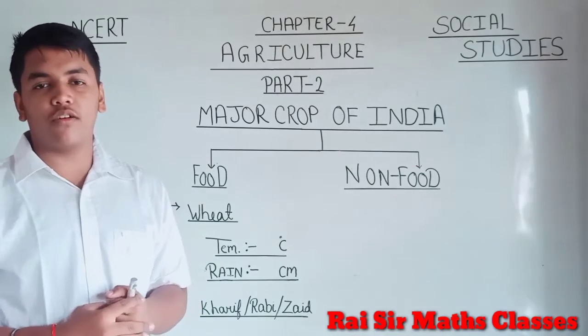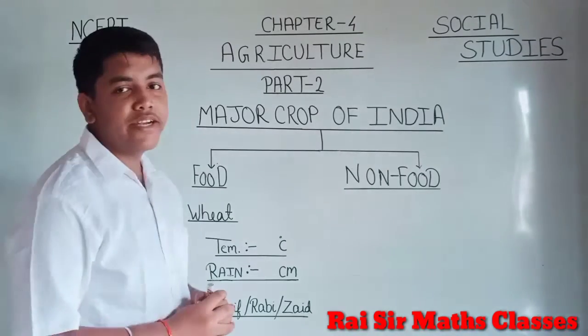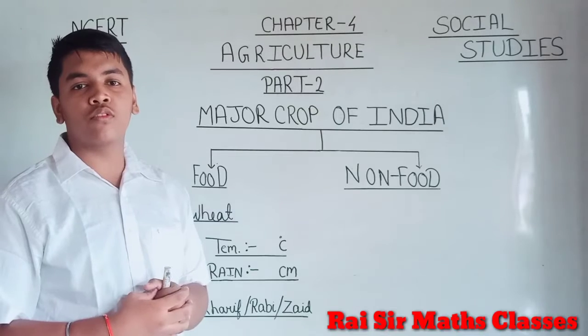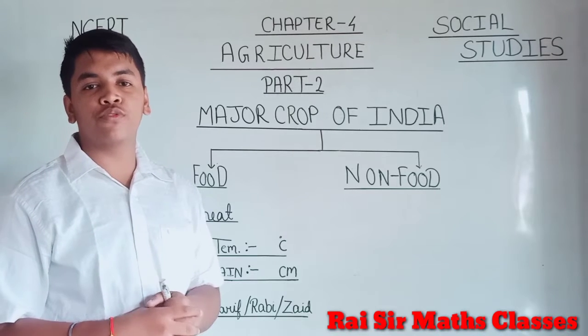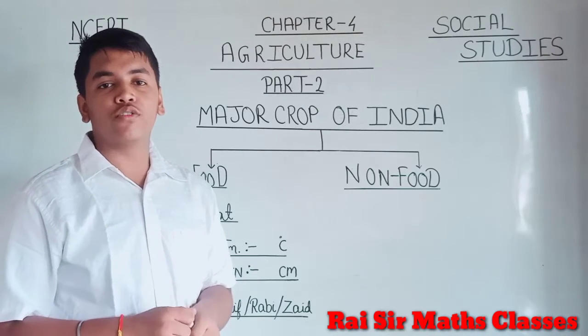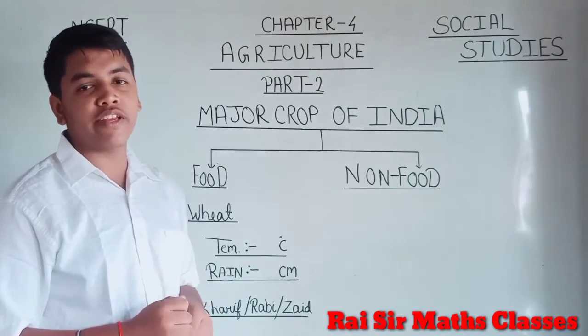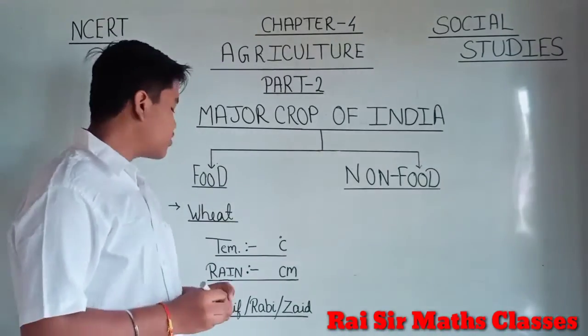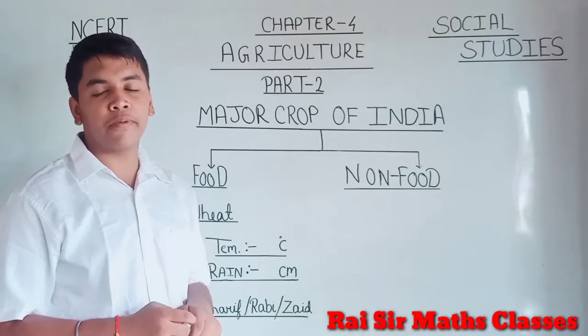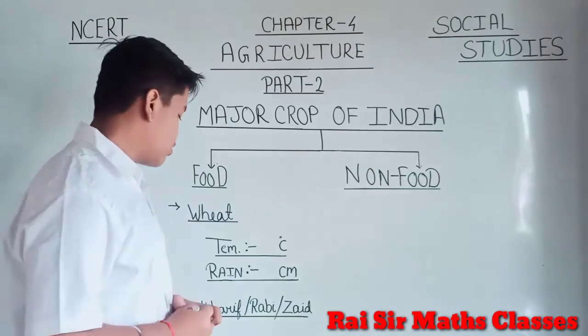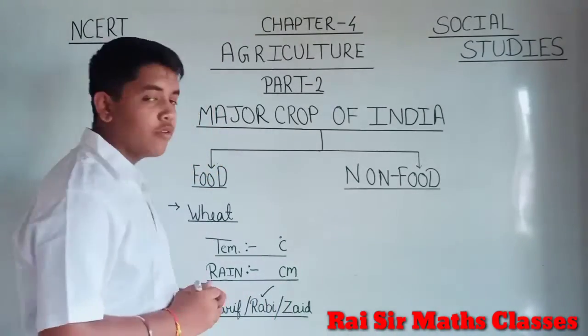Now the second major crop is wheat. Wheat can be determined as the second most cropped, or we can say the second most produced crop in India. Which type of geographic condition does it require? First of all, we are going to know which type of crop it is: Rabi, Kharif or Zaid. Basically it is a Rabi crop.